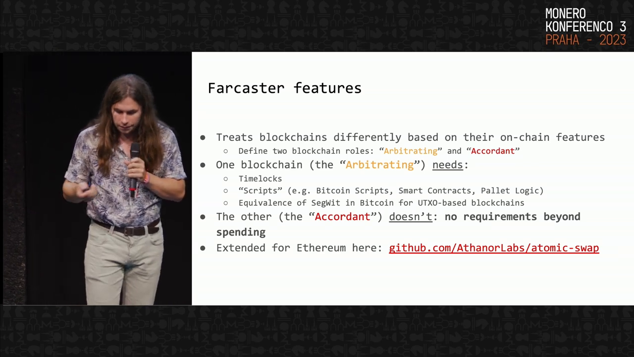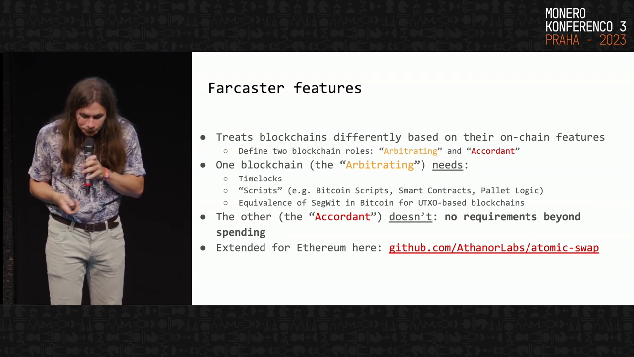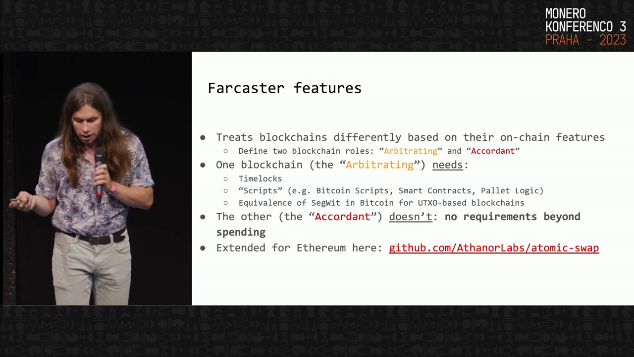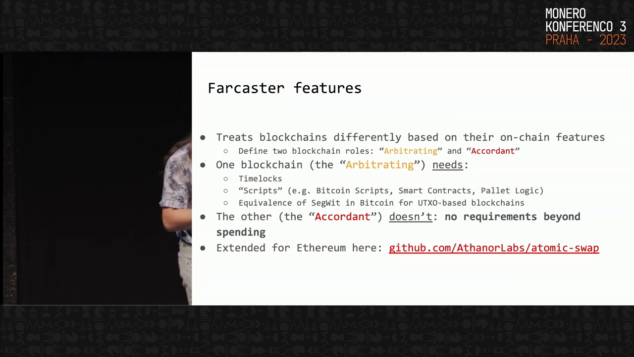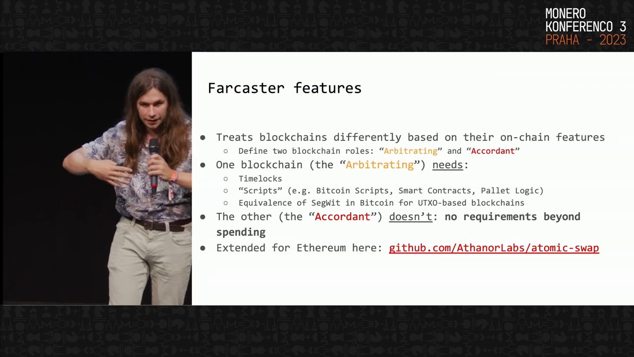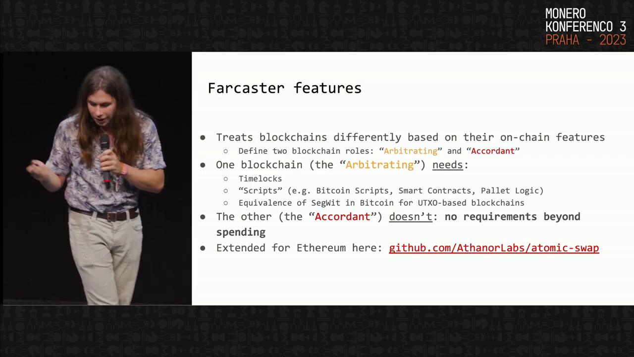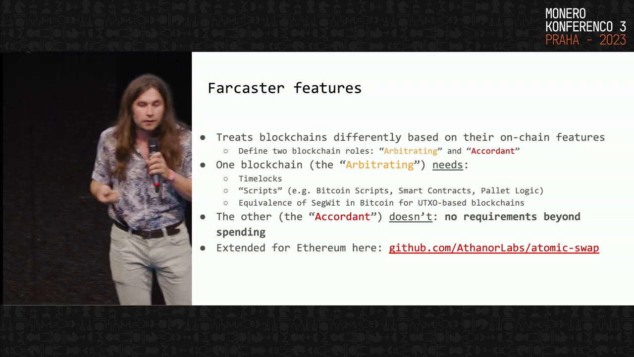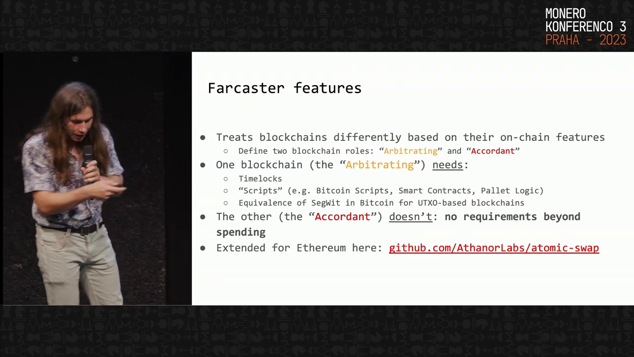I'll walk over how Farcaster differs from the HTLC protocols. Farcaster is an asymmetric protocol, so the different blockchains are going to have different roles. We eventually settled on nomenclature here, and thanks to Charlatan and Kayaba for their involvement in finding new terms for these. We use arbitrating for the side that does the on-chain logic, and accordant for the side that follows what happens on-chain, that follows the protocol as it's set by the other side. So in this example, we would be using Bitcoin on the arbitrating side, and Monero would be on the accordant side. That's also why I chose orange and red here to represent them.